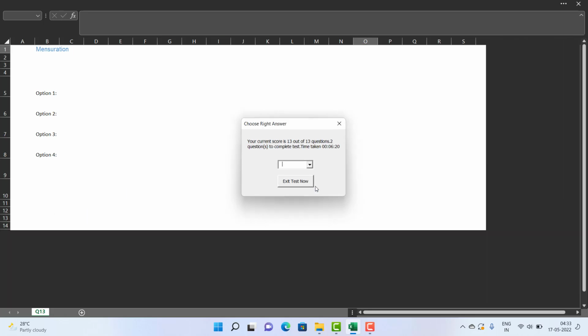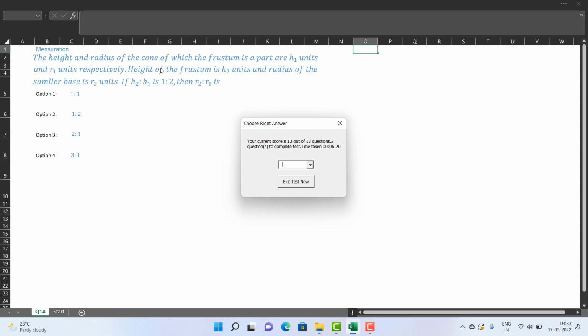Bravo. The height and radius of the cone of which the frustum is a part are h1 units and r1 units respectively. Height of the frustum is h2 units and the radius of the smaller base is r2 units. If h2 is to h1 is 1 is to 2, then r2 is to r1 is. That's the frustum of a cone. So, you'll have to draw the figure and find the similar triangles, and you can get the ratios.